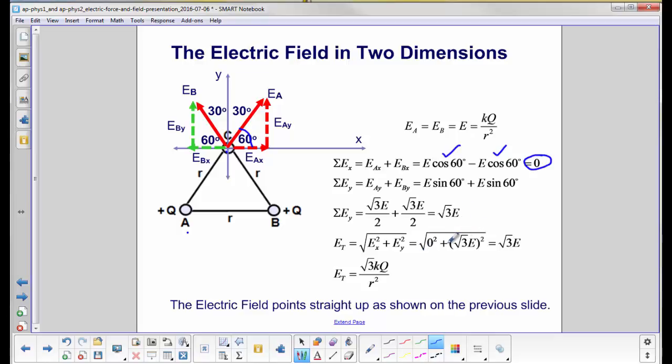Now to be terribly formal, although we don't really need it in this case, the total E is going to be the Pythagorean sum. It's the square root of EX squared plus EY squared. But there is no EX, it's 0. So the total electric field is actually the total electric field in the y direction. We now substitute in for E, which is kQ over r squared, and we get the total electric field is radical 3 kQ over r squared. We also have to give a direction because it's a vector. The previous slide we showed how it points straight up. So our total answer is, here's your magnitude, and the direction is straight up on this piece of paper.